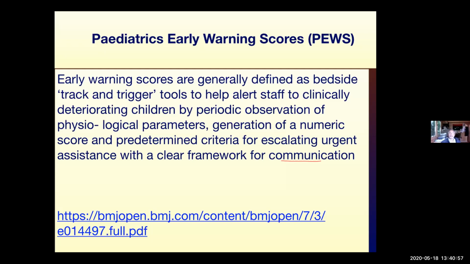Early warning scores are published in the BMJ, and you can look at it. Early warning scores are generally defined as bedside triage and triggers. It will talk about all that I said, and also in more detail. If you want to read about it, do it.